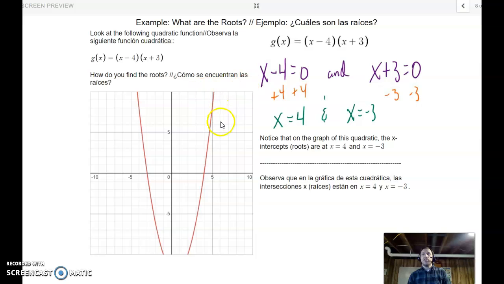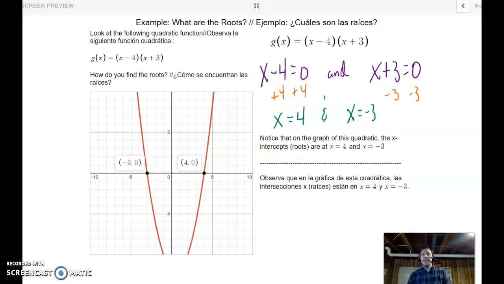Here, I want you to just talk about these just a little bit. Notice, how do we find the roots? One of the ways we can do that, right, is we just set x minus 4 and x plus 3 equal to 0. And we find that our roots are 4 and -3. And the graph will match that up, right? -3 and 4 as our roots.